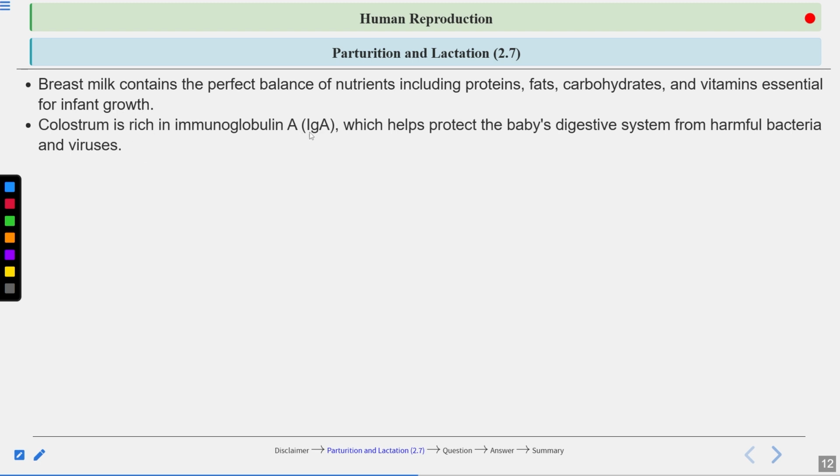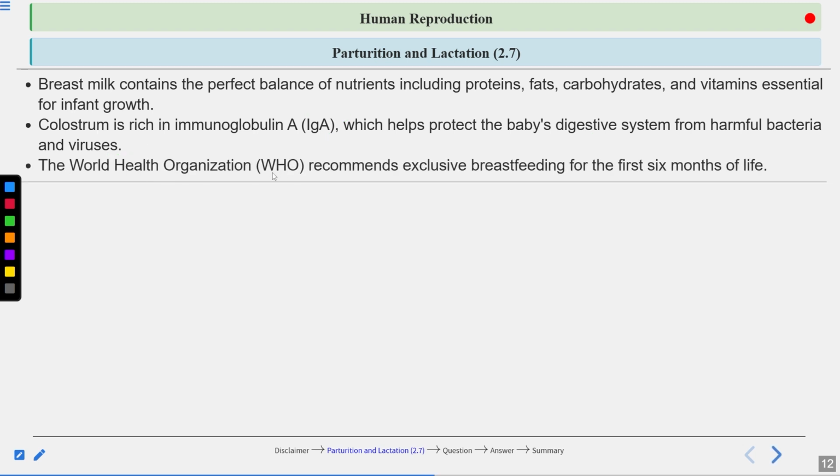Colostrum is rich in immunoglobulin A, IgA, which helps protect the baby's digestive system from harmful bacteria and viruses. So this is a kind of passive immunity. This is an example of passive immunity. The ready-made antibodies are being transferred to the newborn through the mother's milk. So these antibodies, immunoglobulin A, protect the baby's digestive system from harmful bacteria as well as viruses.